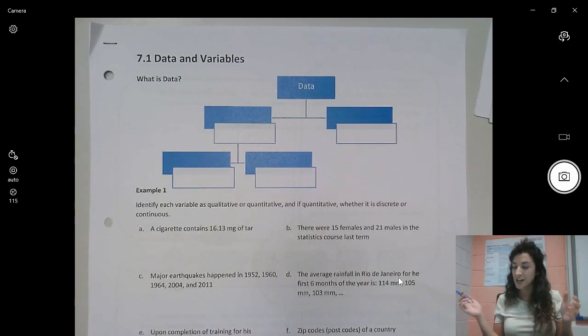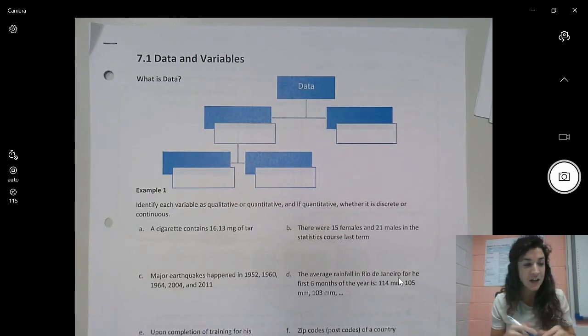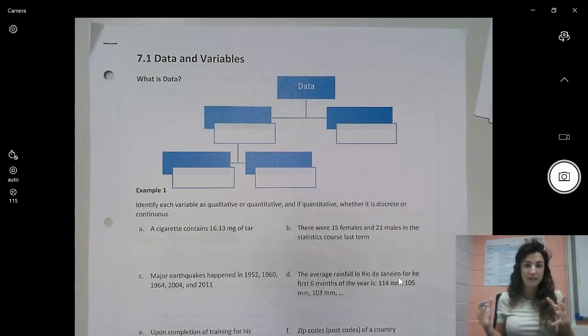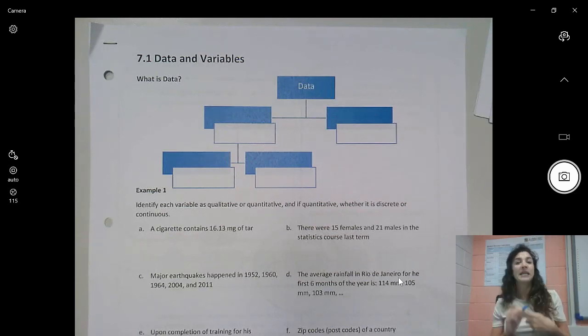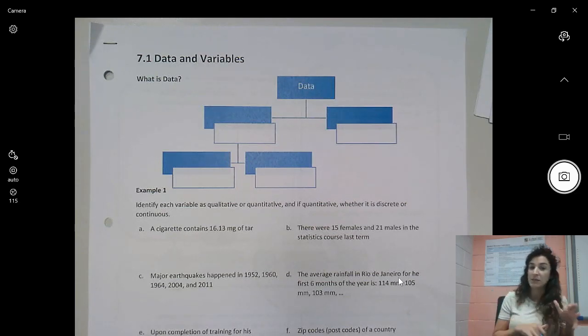Hello. So we are starting Unit 7 today. Just a heads up about what Unit 7 is about. There are 3 lessons in your textbook on Unit 7. The first lesson is, as it says at the top, data and variables. So it's about data and how we gather data. That's what Lesson 1 is going to be about.